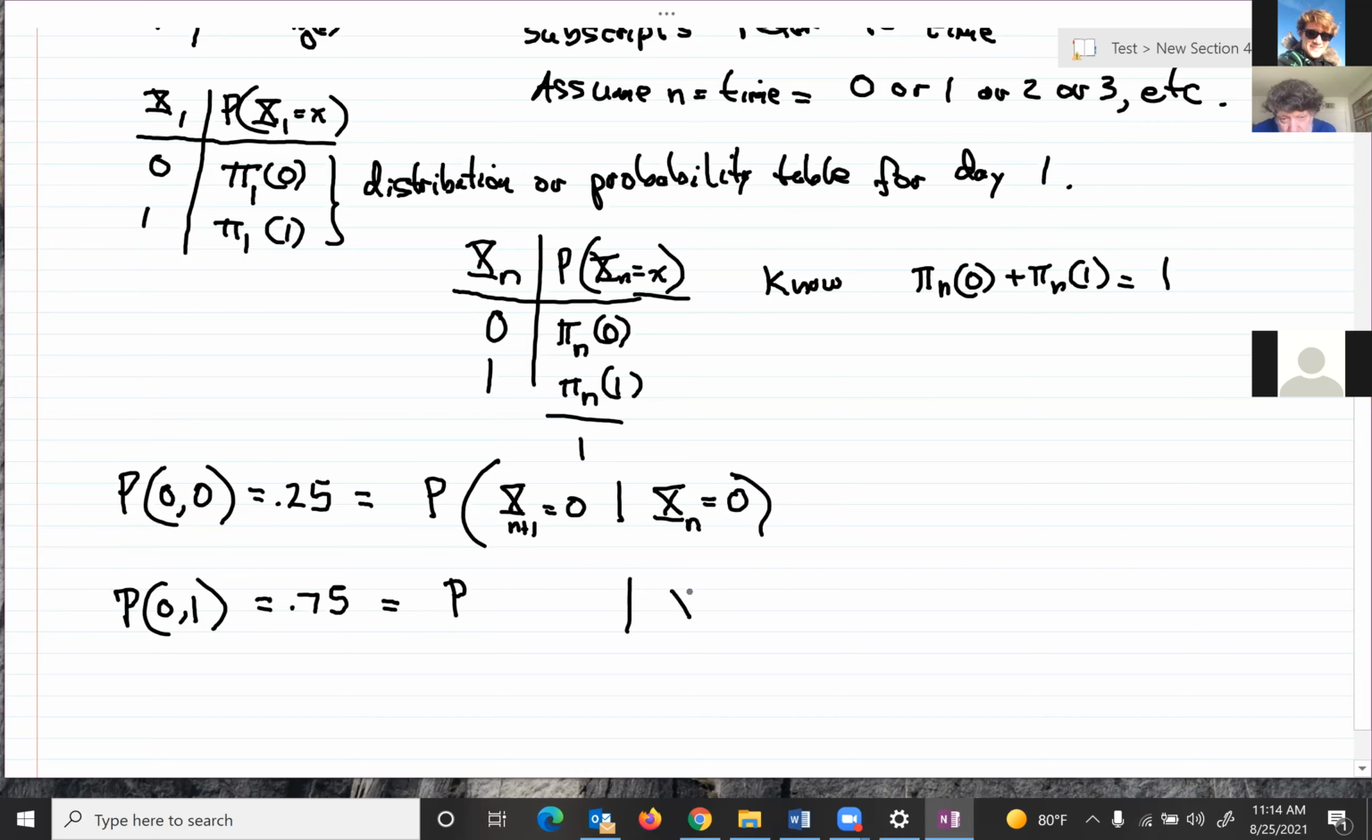If you know at time n, you're at 0, and at time n plus 1, you want to be working, that transition probability is denoted this way. So these are called transition probabilities.